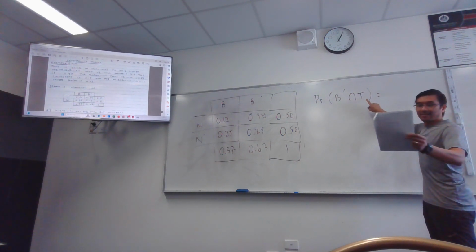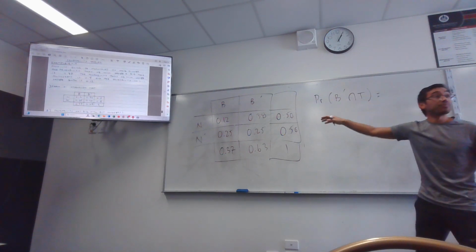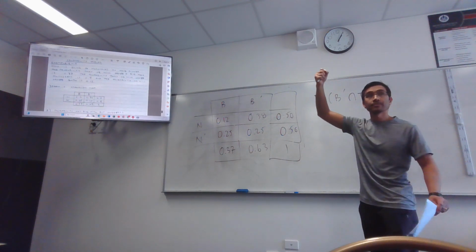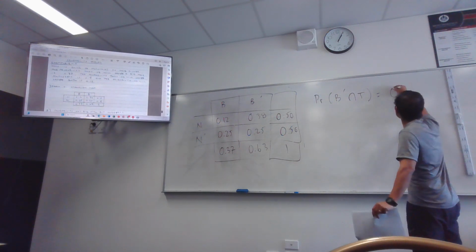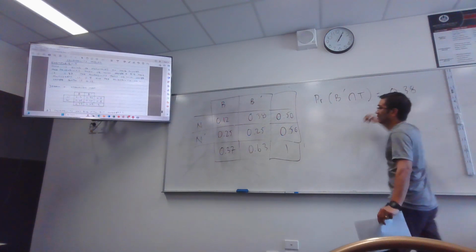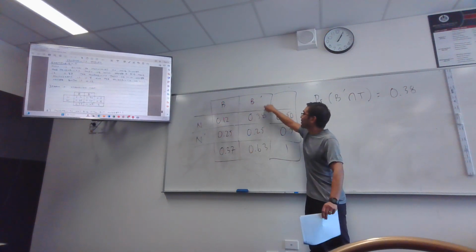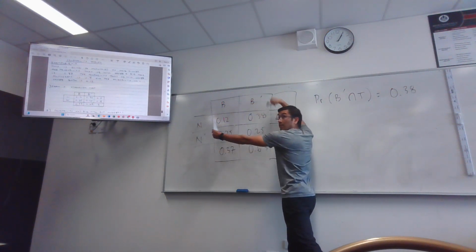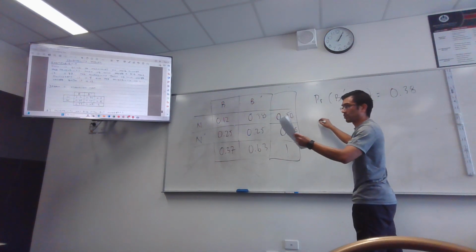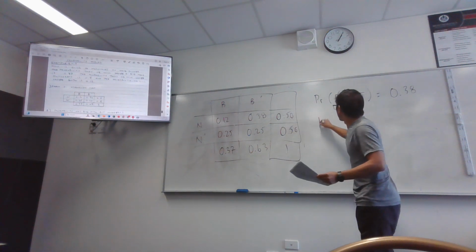Not Big Mac and nuggets. Which number would you pull from the table? A 0.38. 0.38 here. Not Big Mac and nuggets. They combine. Let's go to the next one.